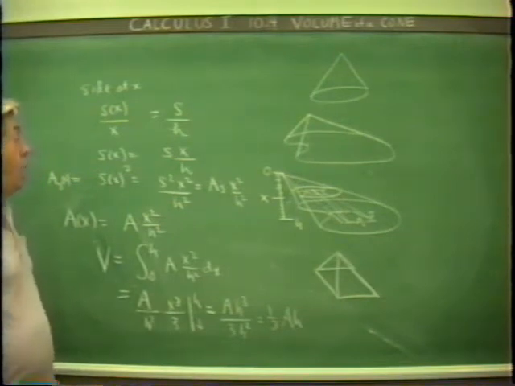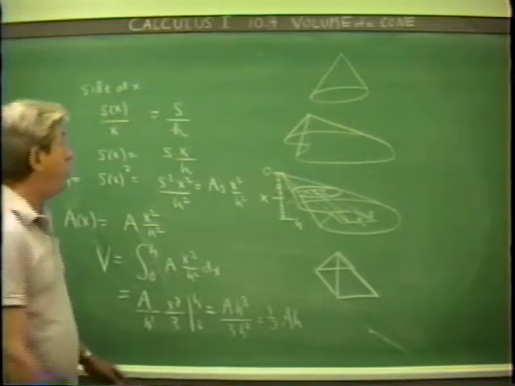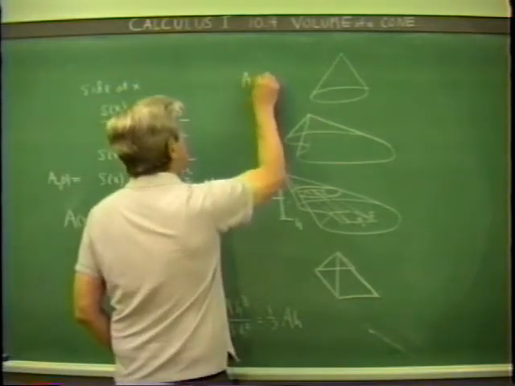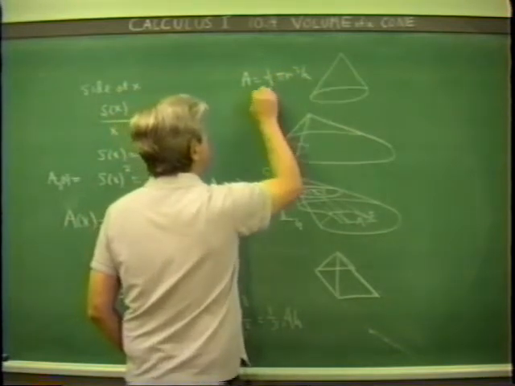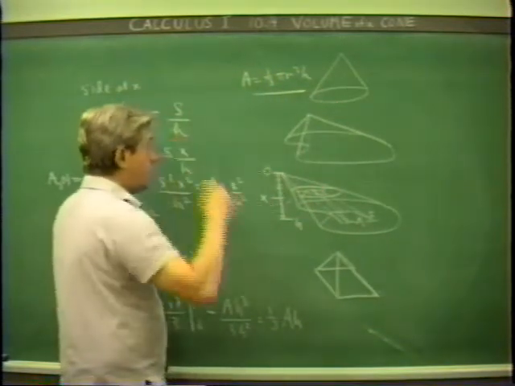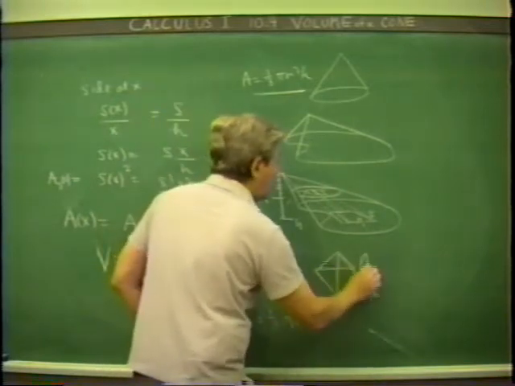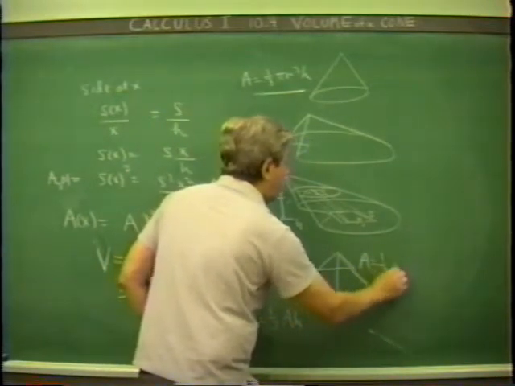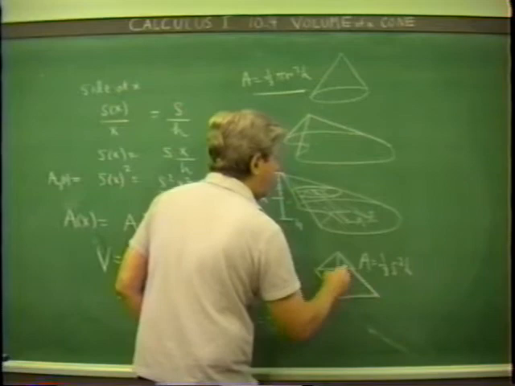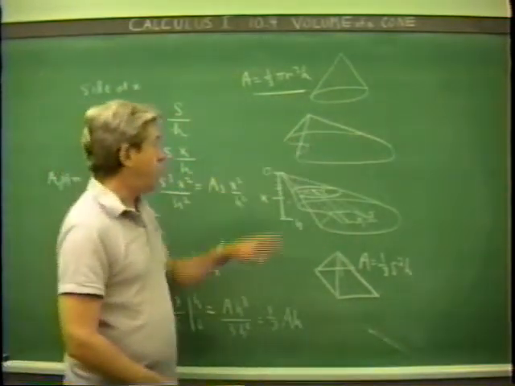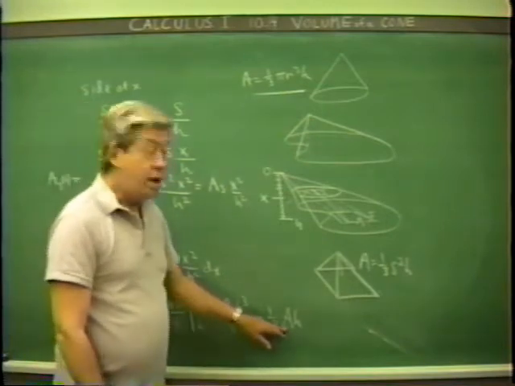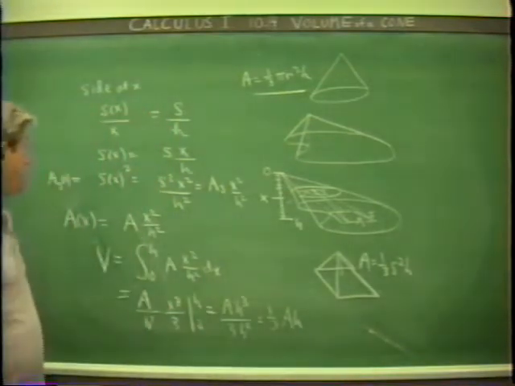This takes care of a number of situations that you perhaps already know. The volume here is equal to 1/3 pi r squared h. That's to say it's the area of the base times the height. The volume here is equal to 1/3 s squared h, the area of the base times the height. And the volume in general, no matter what the shape of the cone is, is given by 1/3 the area of the base times the height.